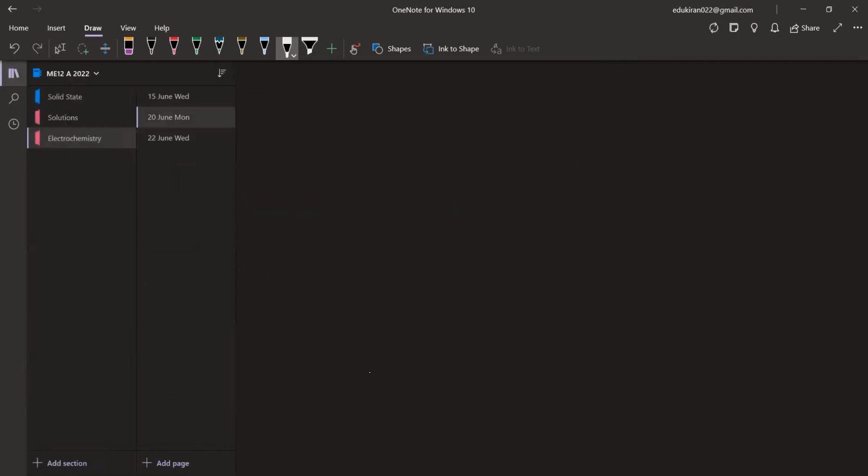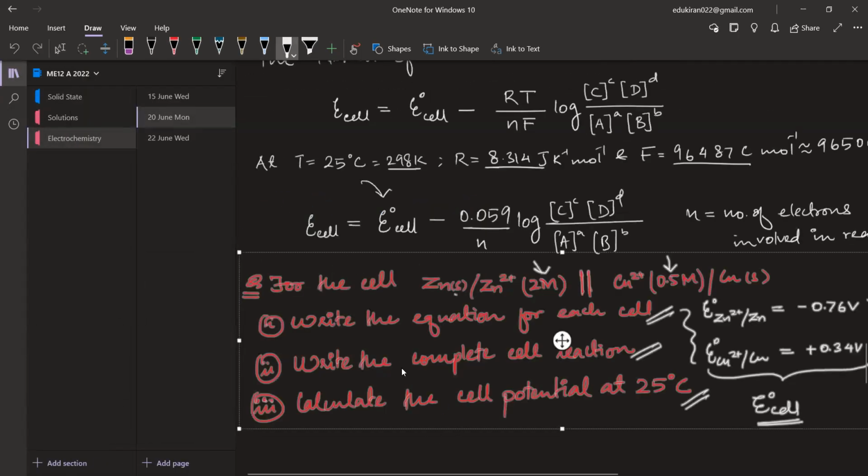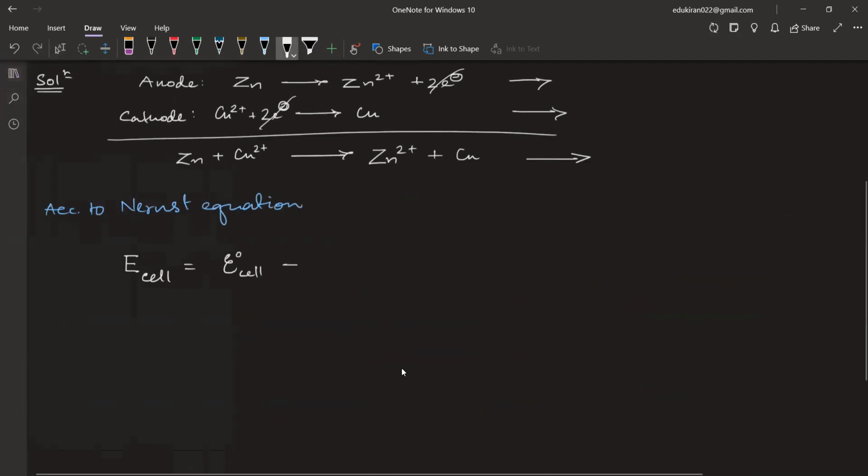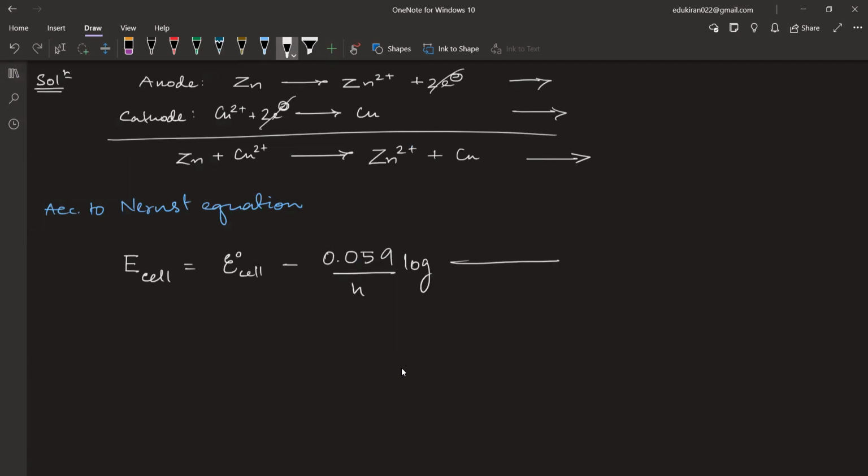Didn't you write it? You did write it. See, at 25 degrees Celsius, that means 298 Kelvin, and then we have input all of the constants. And what is the equation we got? E cell is equal to E naught cell minus 0.059 log. Okay, so right, E naught cell minus 0.059 divided by n log of the products.